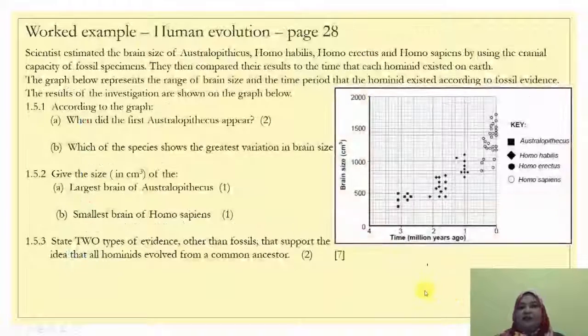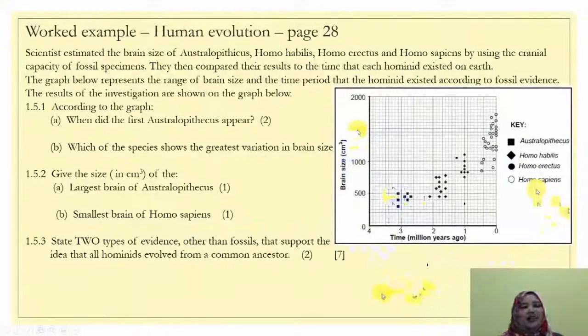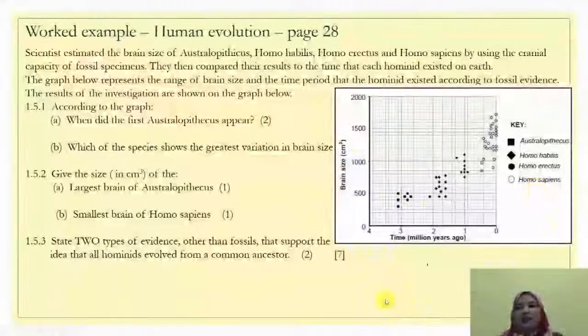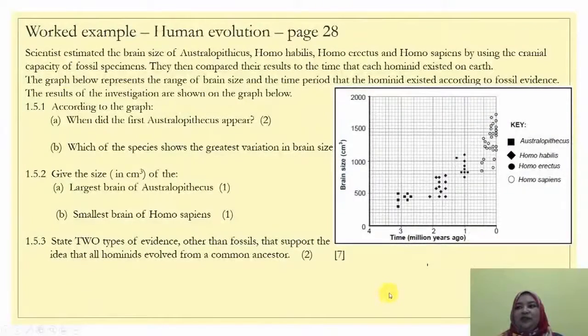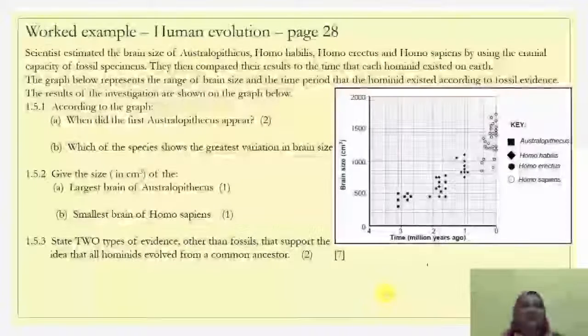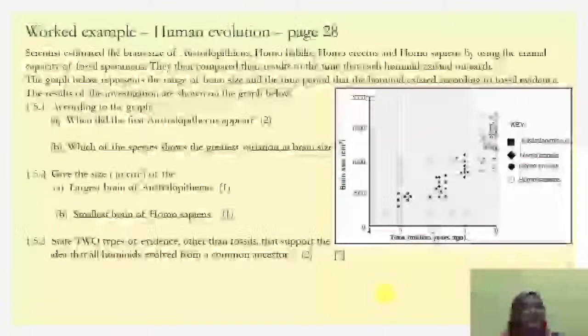Carrying on. Now this is a question that I really want to do, because here we are given a graph, but we are going to be asked brain sizes, and you have to be able to read things like this. It says scientists estimate the brain size of Australopithecus, Homo habilis, Homo erectus and Homo sapiens by using the cranial capacity of fossil specimens. They then compared the results to the time that the hominid existed on Earth. The graph below represents the range.